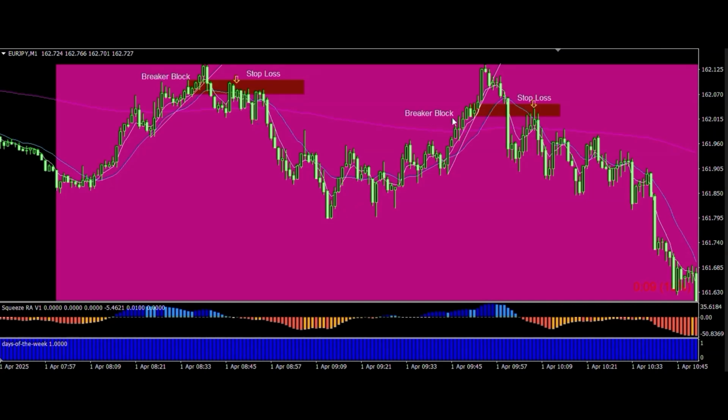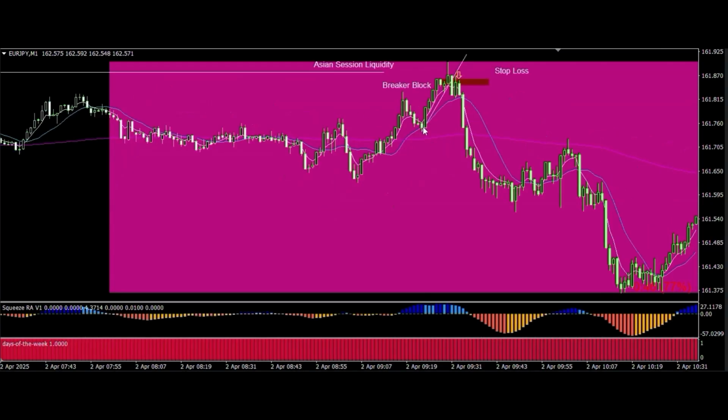Here's a second breaker block that occurs during the same session. This first move took liquidity, and then this move took the liquidity of that previous move. You have a trend line, a break, the last down candle before the up move, and then price retraces back into it, and that is an entry once it pulls out.